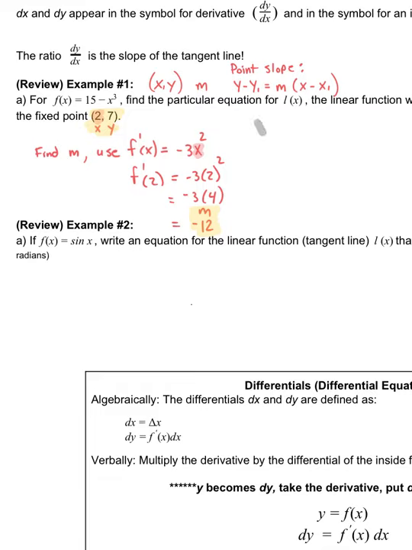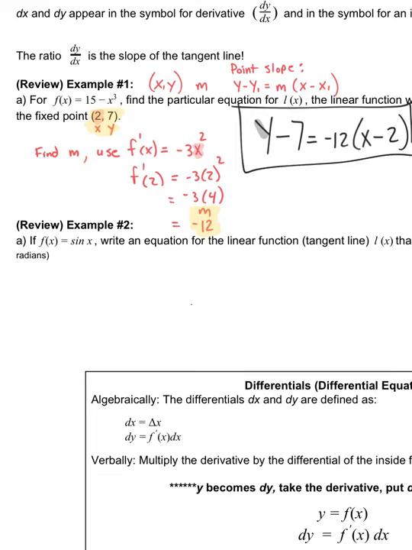So we take y minus the y coordinate 7. Then it's equal to our slope, negative 12, parentheses, x minus the x coordinate 2. There is our equation in point-slope form.